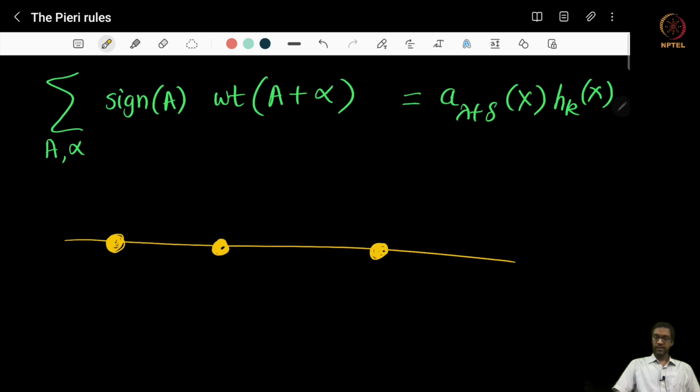So this is a certain labeled abacus. There are some labels. Now what am I doing? So let me do the following. This is my original abacus A. Now to this abacus, I'm going to add an alpha.